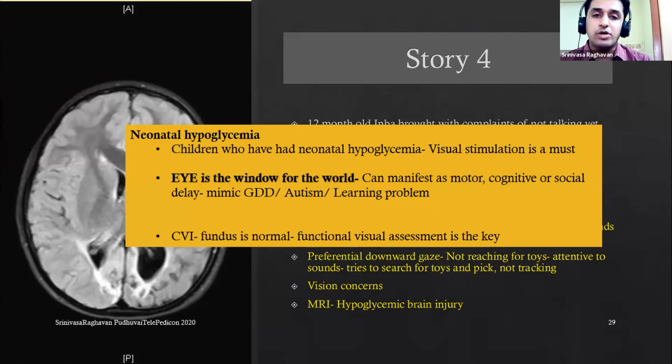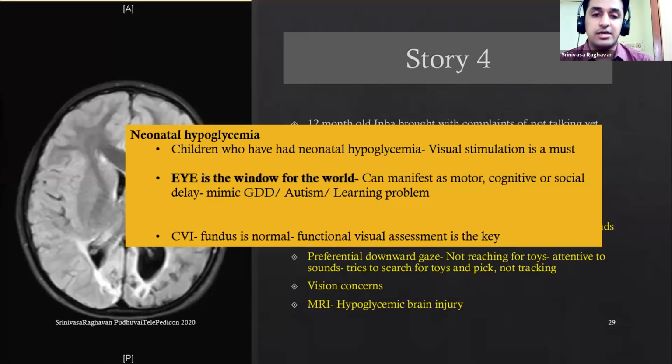So one important aspect which we have to follow up is that in children who have had neonatal hypoglycemia, early visual stimulation is a must. Eye is the window to the world. Eye is the way a child relates to the world and interacts with the world. It can manifest as motor delay, cognitive delay, and social delay, because the child is not able to see the world, and hence it can mimic a global developmental delay. It can mimic autism. It can also present as a learning problem.